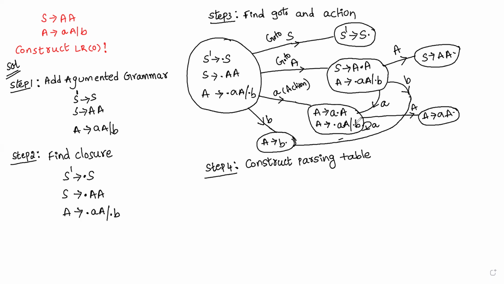Now if you see here, b is there, so A tends to dot b will become A tends to b dot. There is a connection between these two, from here to here, because A tends to dot b will become A tends to b dot. So this is a way to find the goto and action moves. Till now we completed three steps: first is the augmented grammar, second is finding the closure, and third is the goto and action moves.